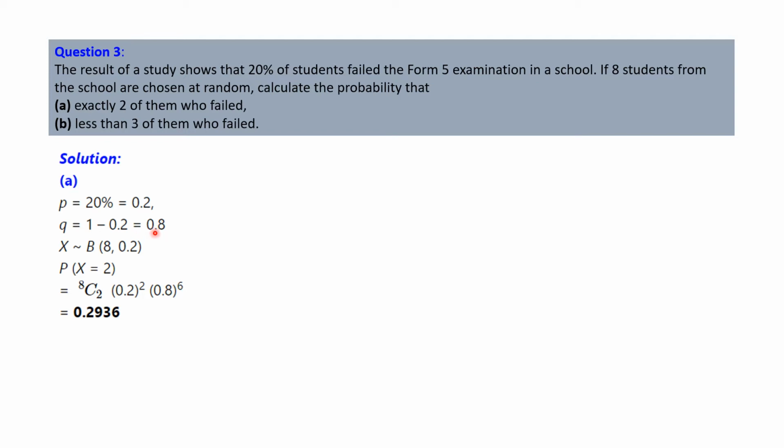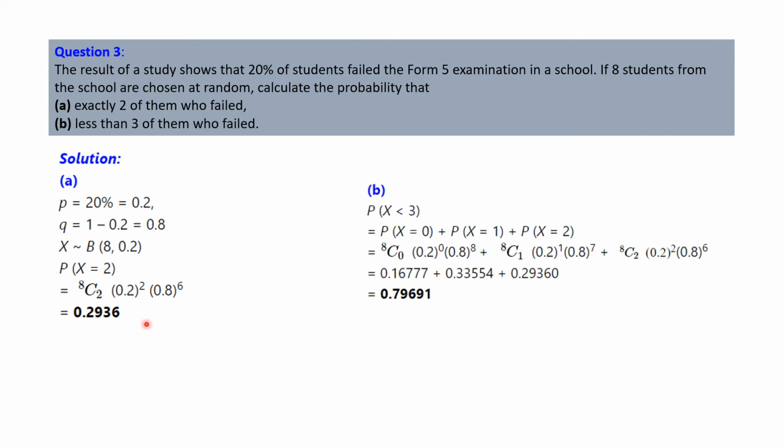Right? And we are asked to calculate the probability that exactly 2 of them fail out of the 8 students. So when n is equal to 8 and r is equal to 2, we substitute into the formula. To find the probability for x equal to 2, we use 8C2 times 0.2 to the power of 2 times 0.8 to the power of 6. So by pressing a calculator, you will get the answer 0.2936.